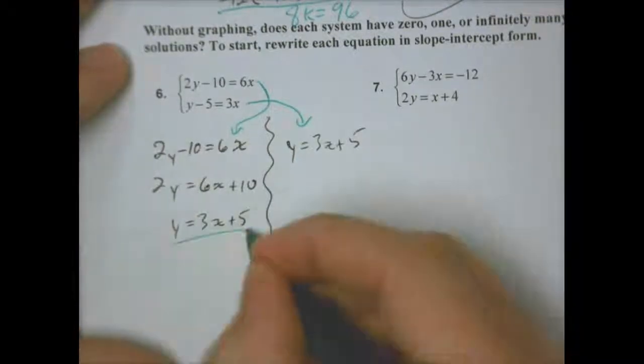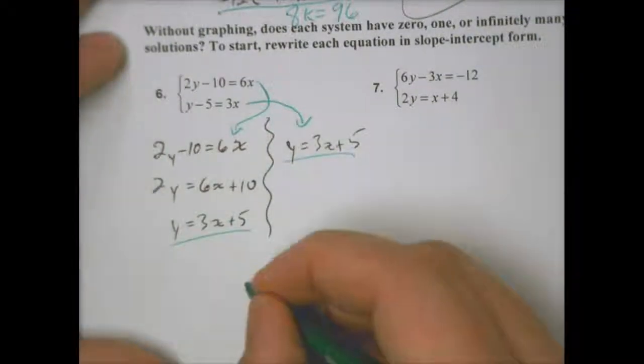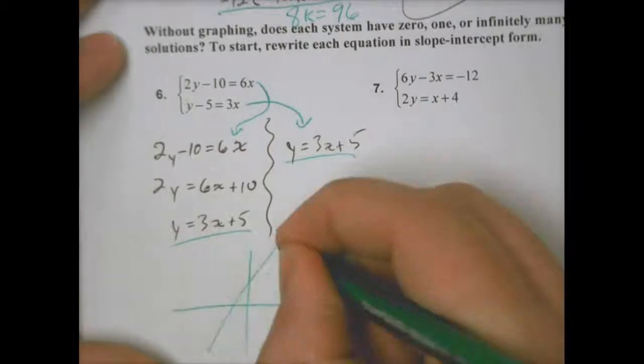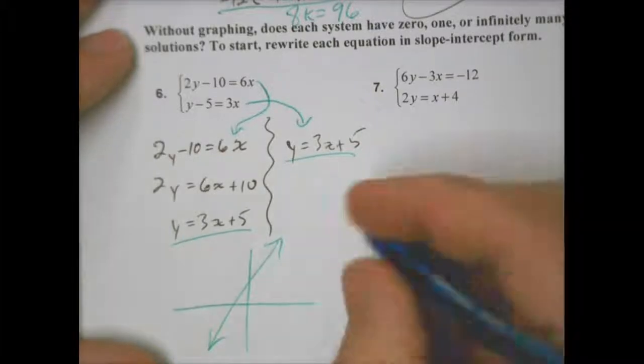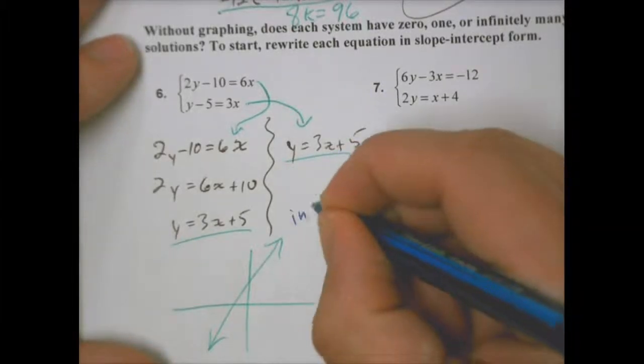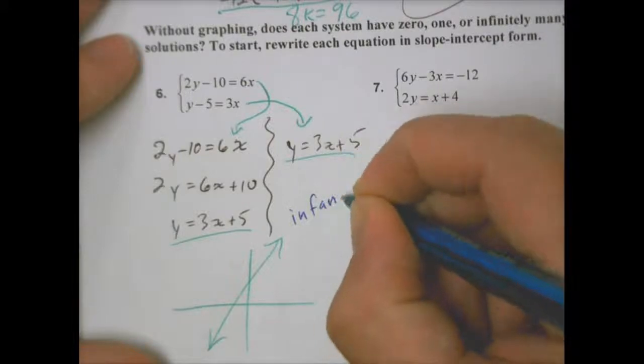Well, they're the exact same. If they're the exact same thing, all that means is that these are the exact same line. They are always on top of each other. So if they're always on top of each other, then every solution is a point. So this one would have infinitely many solutions.